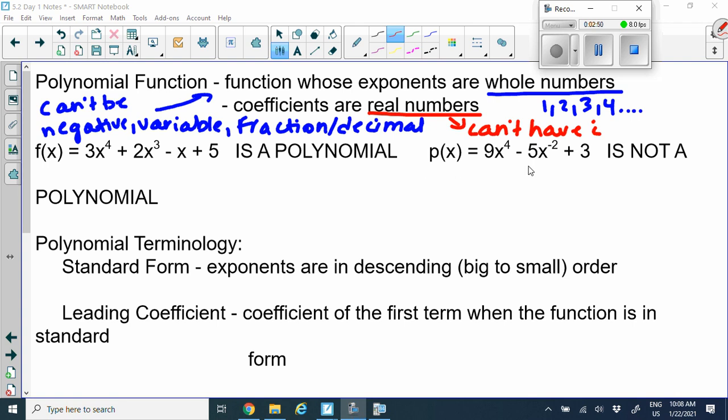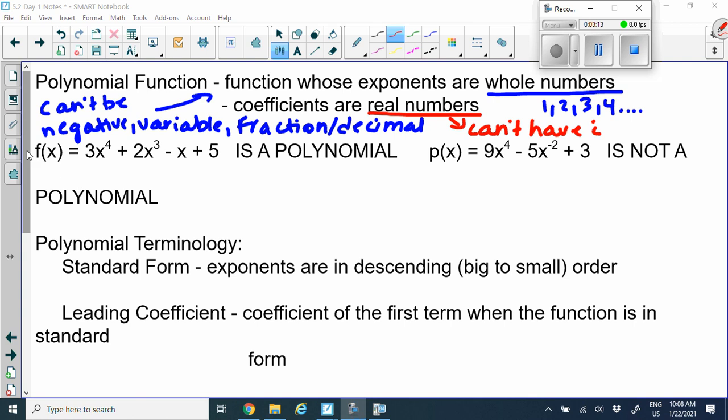That means it's the number without the variable. Now notice the example of not being a polynomial. We have 9x to the 4th minus 5x to the -2nd plus 3. Let's look at exponents. Yes, we have a 4, but notice the 2 is negative. Remember, we have to have whole numbers. So the exponents can't be negative, a variable, or a fraction or decimal. So this doesn't work because one of our exponents is negative.